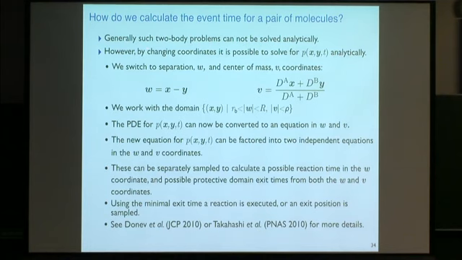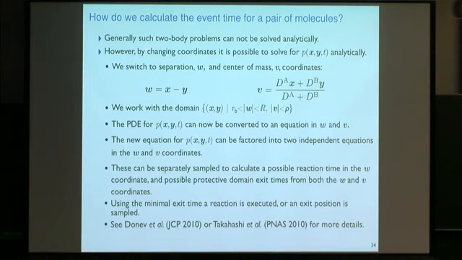So basically you switch to separation and center of mass coordinates, which decouples your equation. If the particles are in 2D, that would have been a 4-dimensional PDE. If they're in 3D, it would be 6-dimensional. This decouples it into two 2-dimensional or two 3-dimensional equations, and you look at a smaller domain within the protective domain.